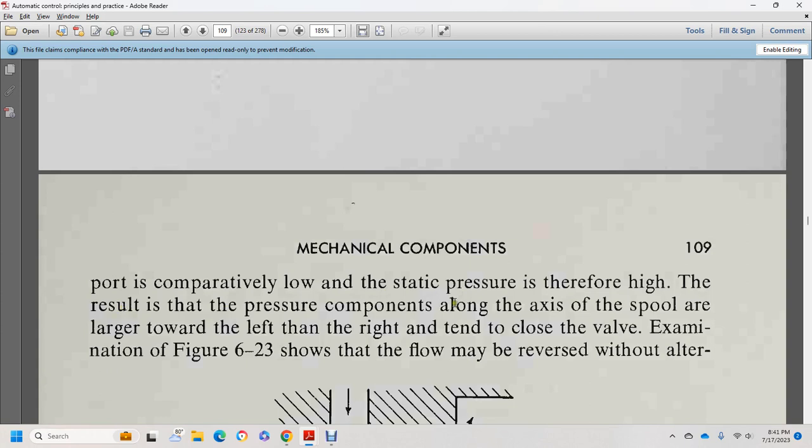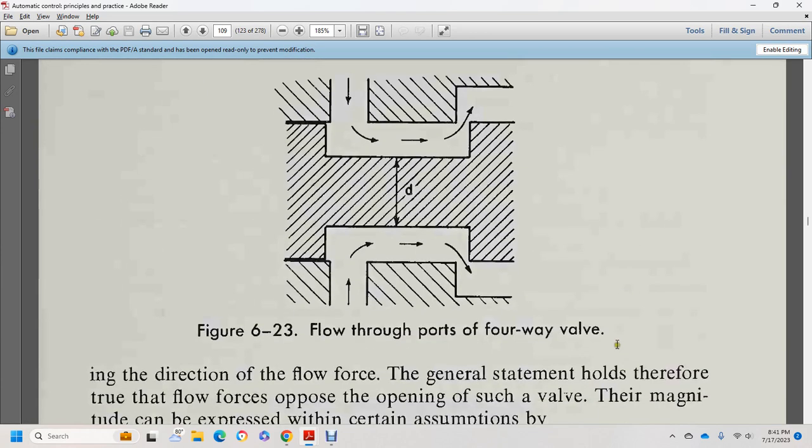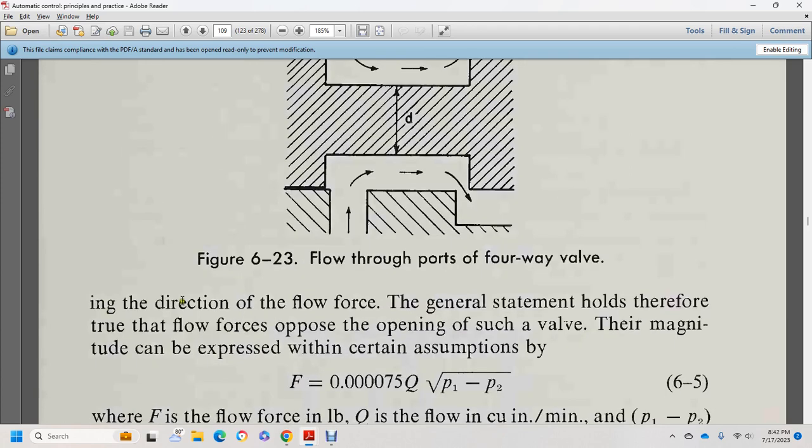Therefore, the resulting pressure components along the axis of the spool produce a larger torque on the left and the right, intended to close the valve. Figure 6.23 shows the flow may be reversed without altering this, and it shows the flow through the ports of a four-way valve in the direction of the flow force.